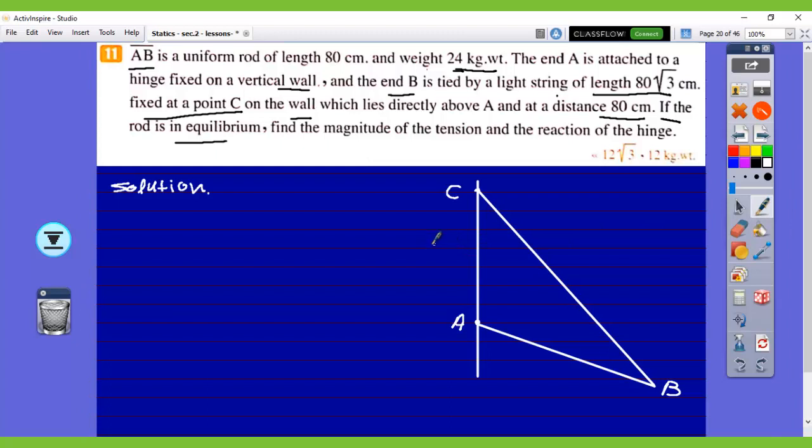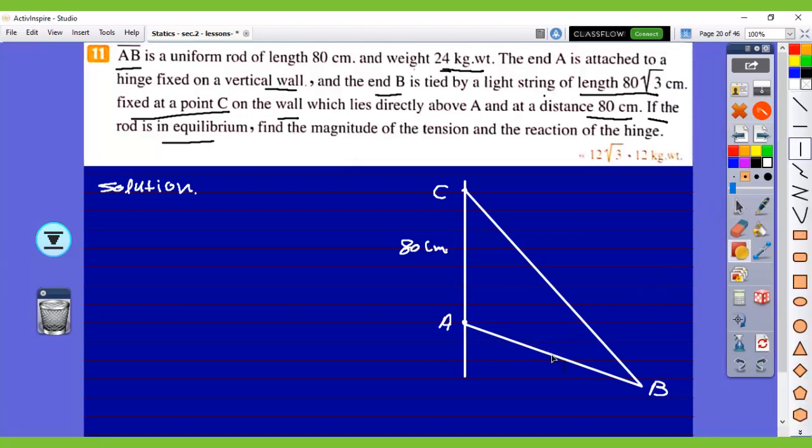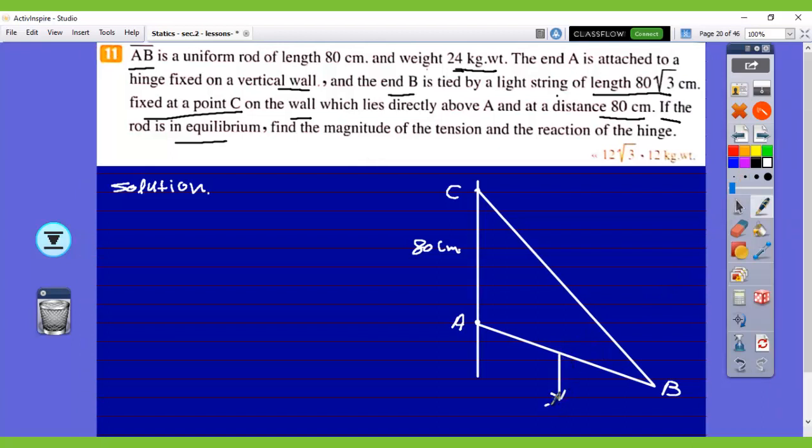So we write some information. The length of AC is 80 centimeters, and the length of AB is 80 centimeters. The rod is uniform, so its weight acts on its midpoint like this, and we write 24 kilogram weight. If the rod is in equilibrium, and don't forget that the length of CB is 80 root 3 centimeters.